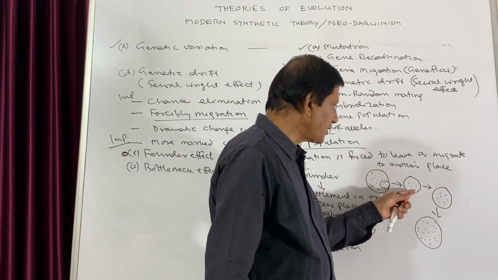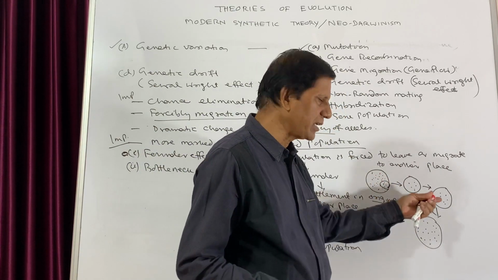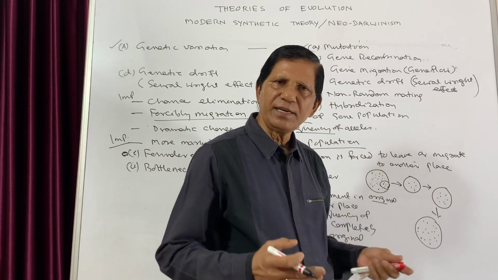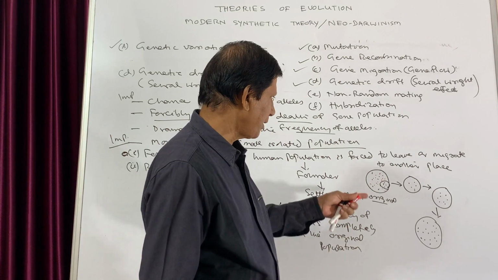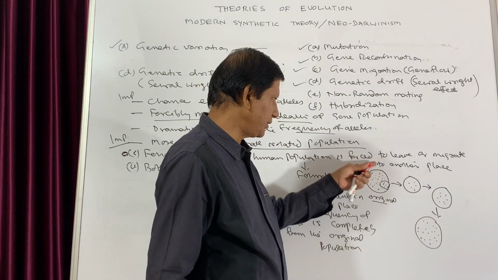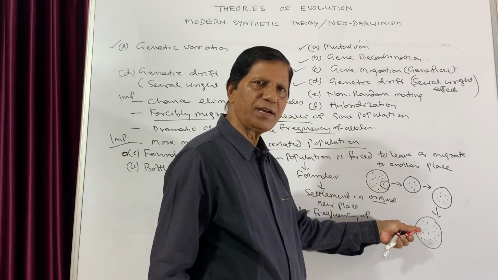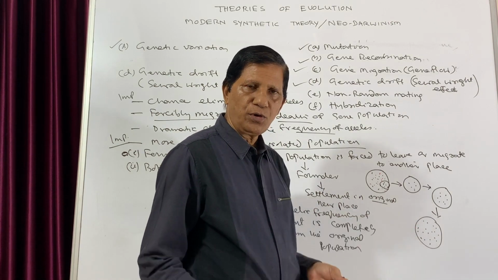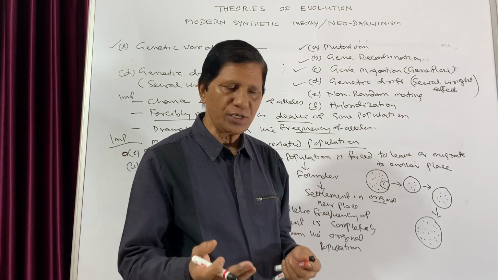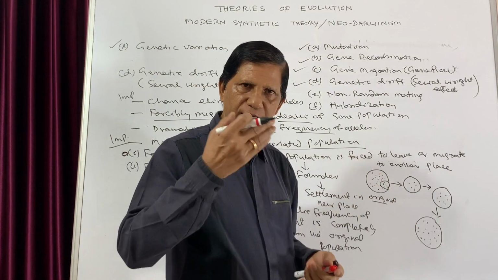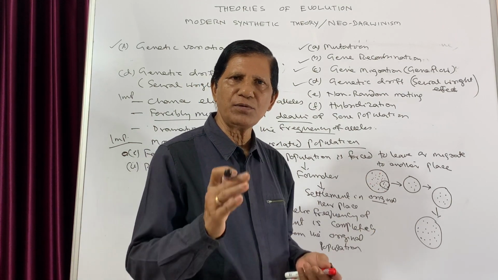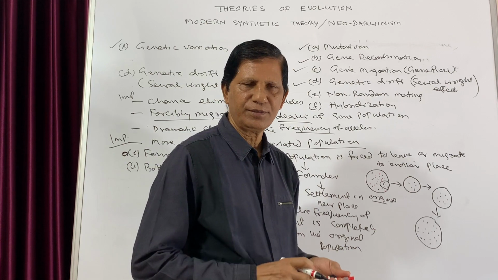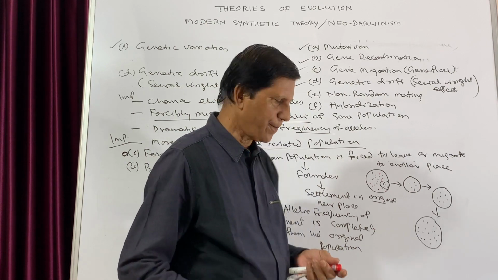Now, when the founders settle themselves in the new settlement, the allelic frequencies are completely different from the original population. Because here you see a mixed population is there, here only one type is there. So, when the allelic frequency of the founders or of the new settlement is completely different from the original one, that is known as the founder effect. So I hope it is very clear, guys.